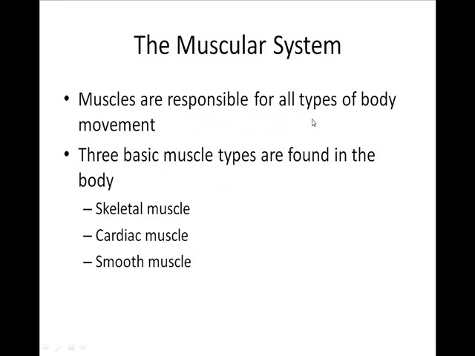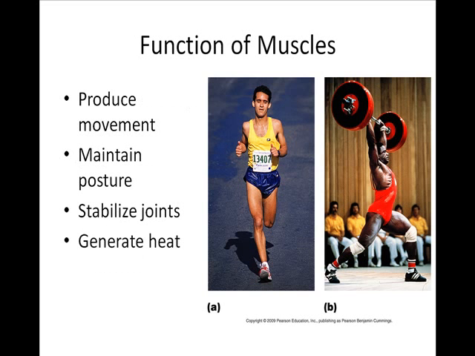The muscular system is found throughout your body, and it's responsible for all different kinds of movement in your body. We're going to talk about three different kinds of muscle tissues and the different kinds of movement that they produce. The first is skeletal, the second is cardiac or heart, and the third is smooth. All of these muscles are responsible for producing some kind of movement.